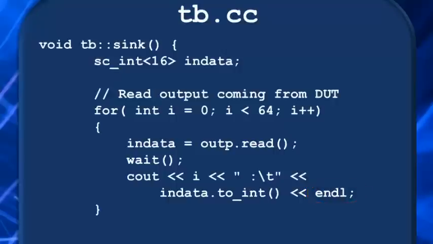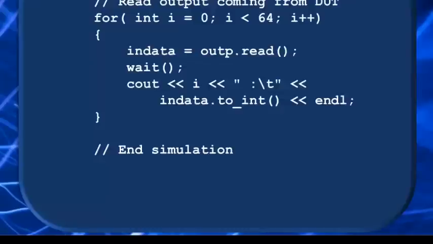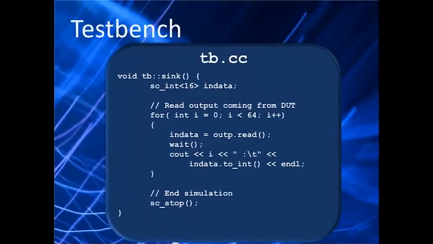That's the body of the loop. So the next iteration reads the next value on the OUTP port and repeats. Once the loop completes, that means we've read all 64 values from the FIR filter and we can end the simulation. And here we see the last SystemC function we'll learn about today, sc_stop. sc_stop is the SystemC function that stops the simulation and calls the module destructors, and that's the end of the sync thread. So there you go.